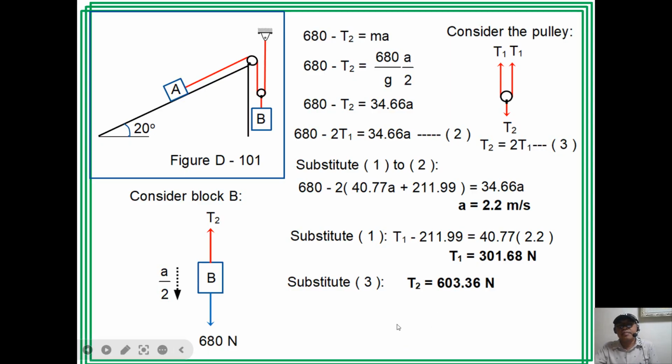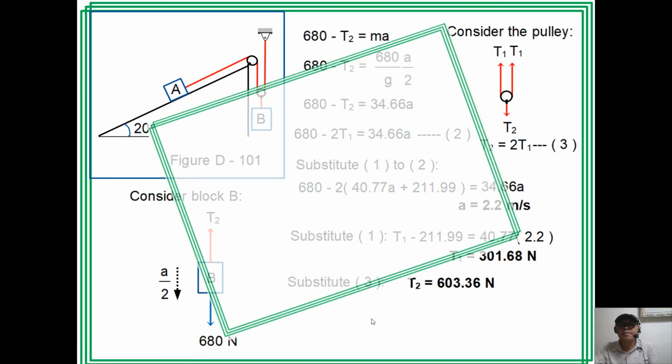Okay, so this is about Newton's second law of motion and D'Alembert's principle.